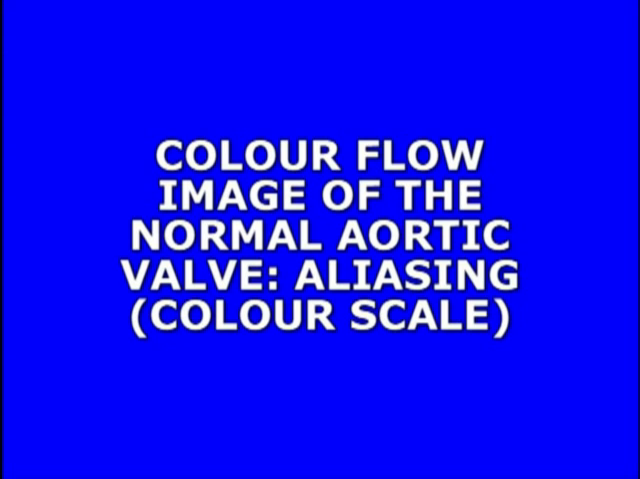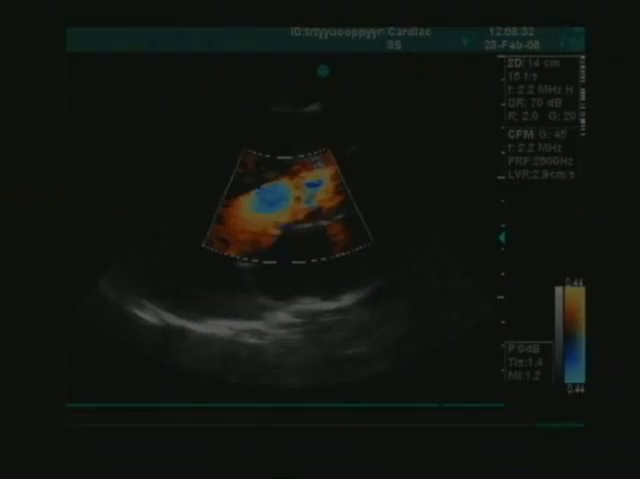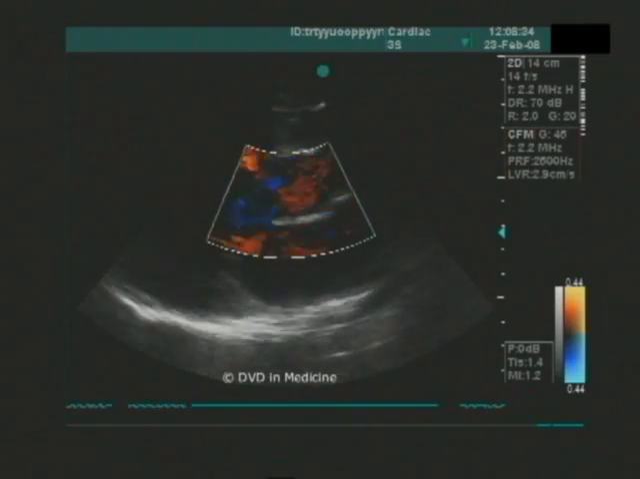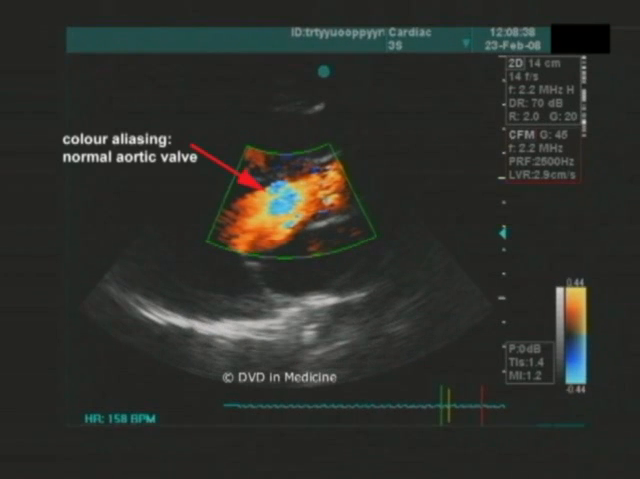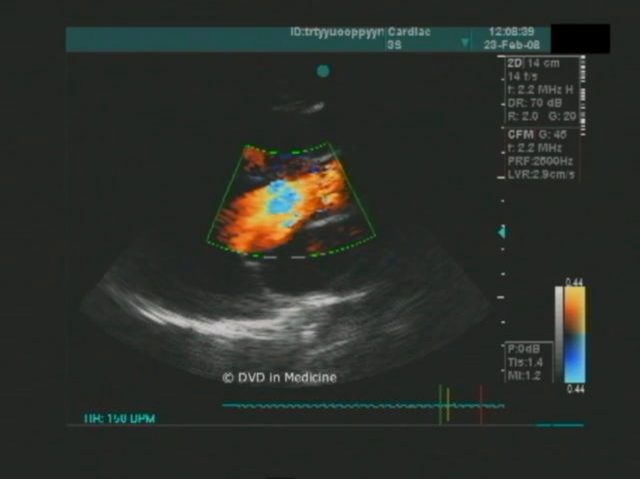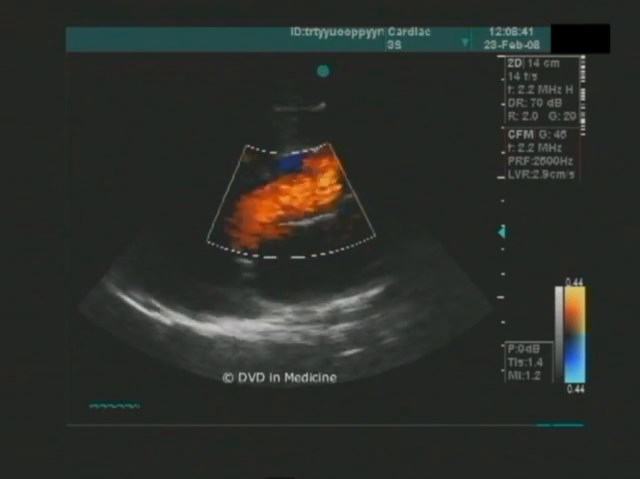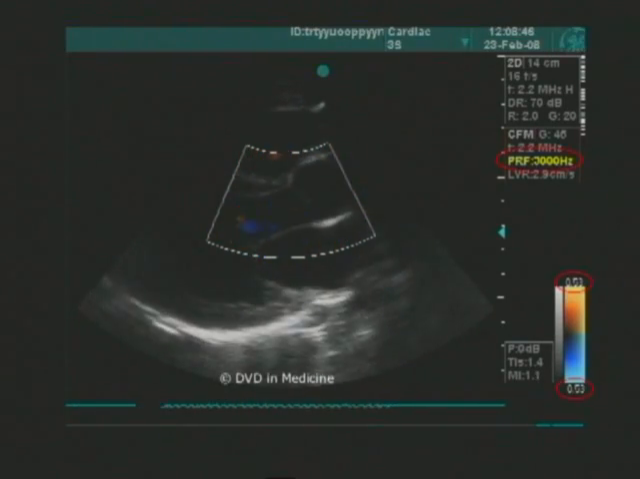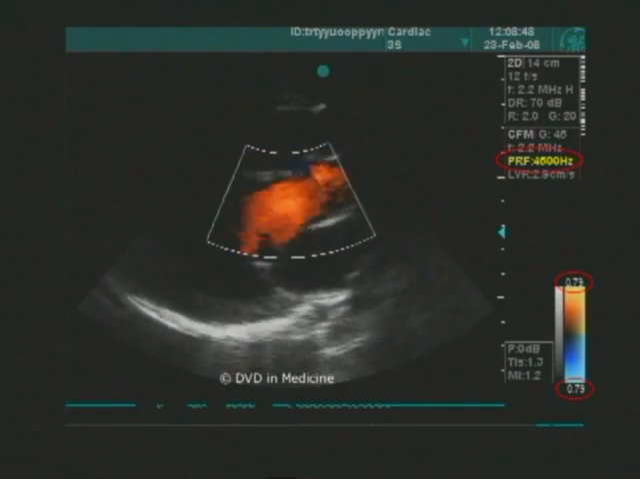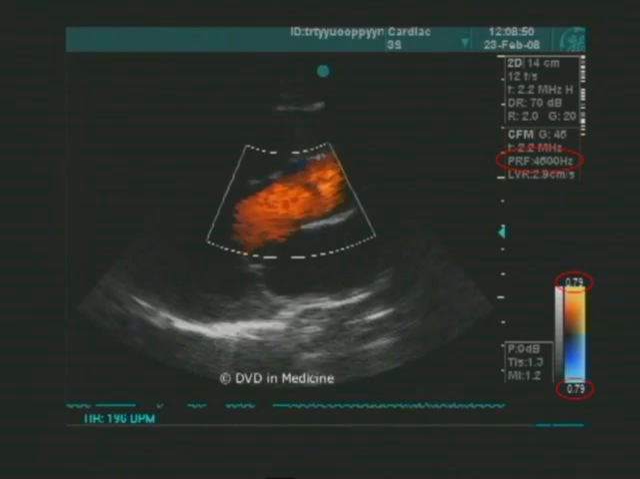Color flow image of the normal aortic valve. Aliasing. Adjusting the color scale. If one reveals the color mosaic or aliasing on the color flow image of the normal aortic valve, the velocity scale should be corrected to accommodate the range of normal velocities across this valve.